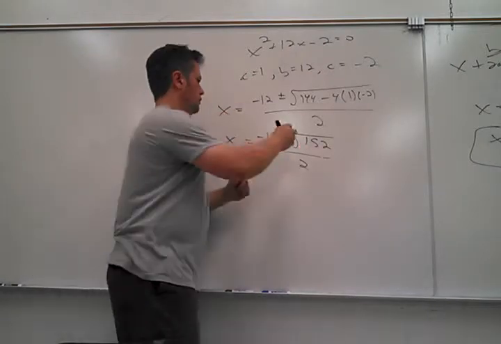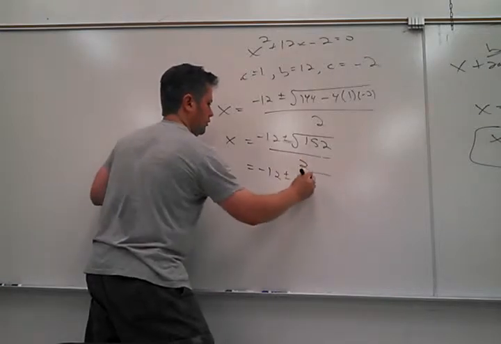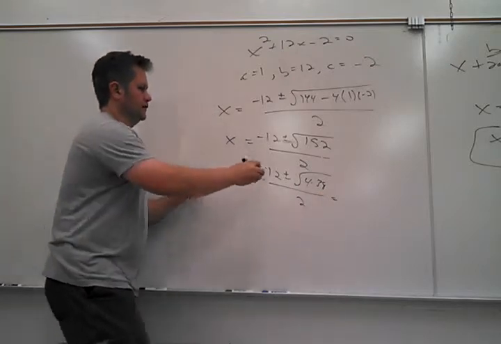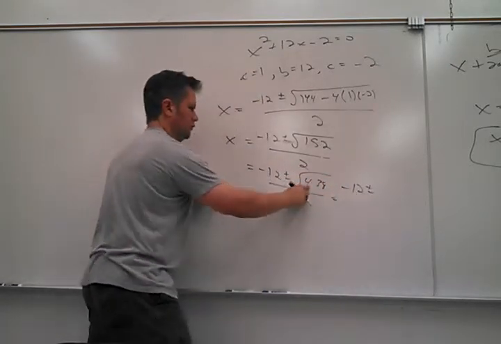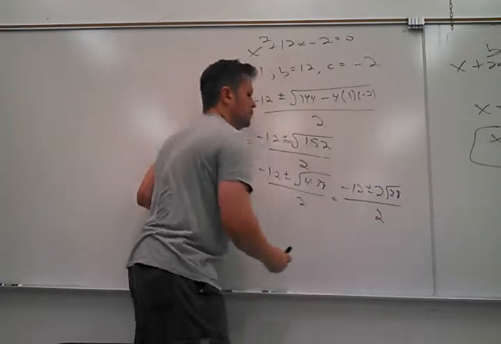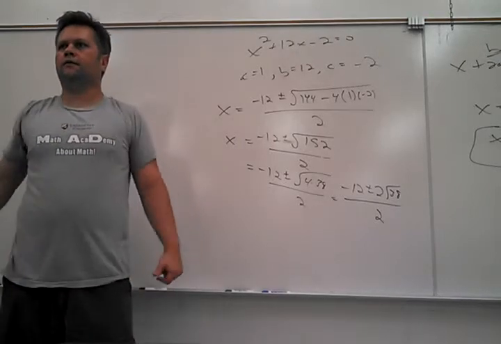Cool. So it's going to be negative 12 plus or minus the square root of 4 times 38. So that's negative 12 plus or minus the square root of 4, which is 2. And here's the biggest mistake I see: people will kill those 2's and leave the 12, and that's crazy.